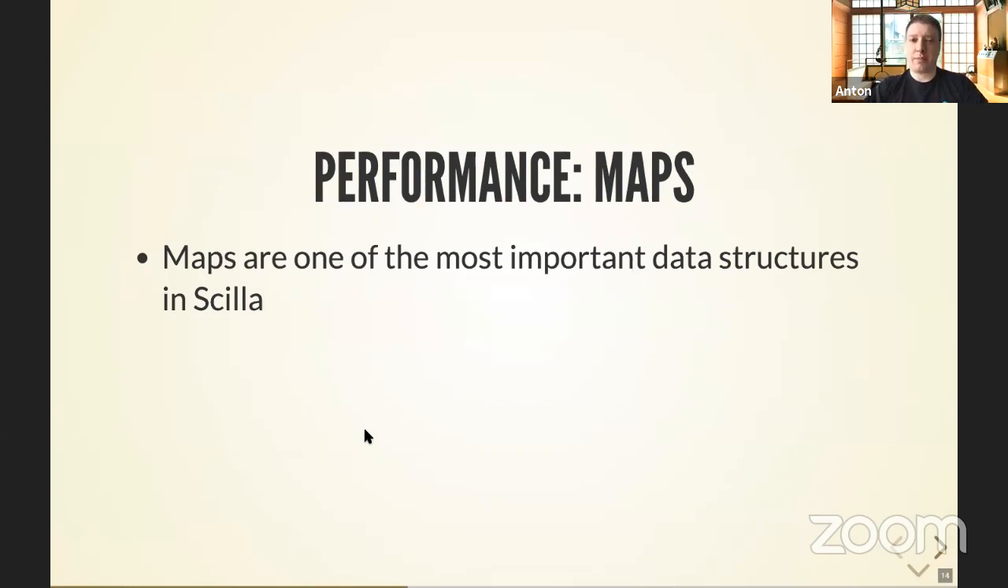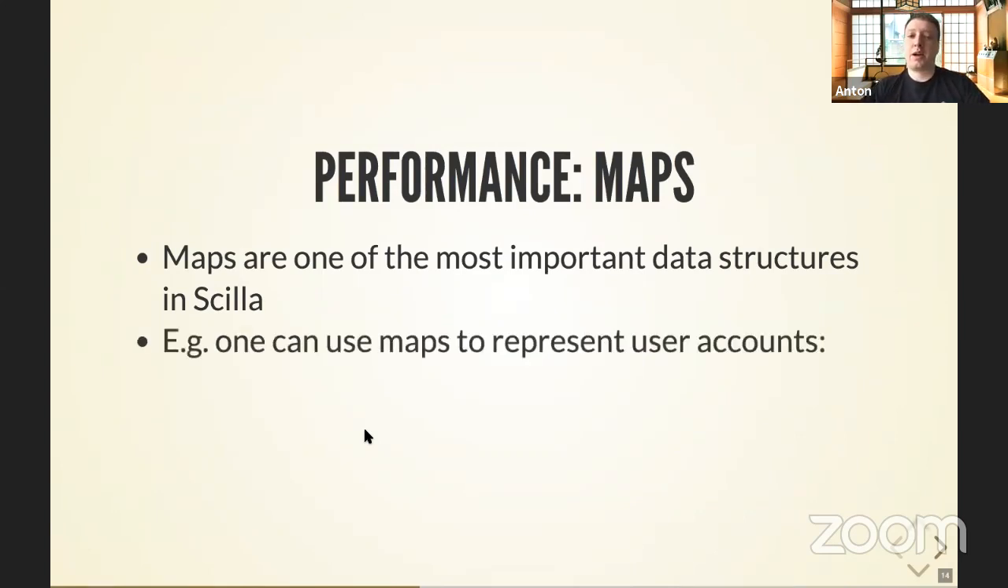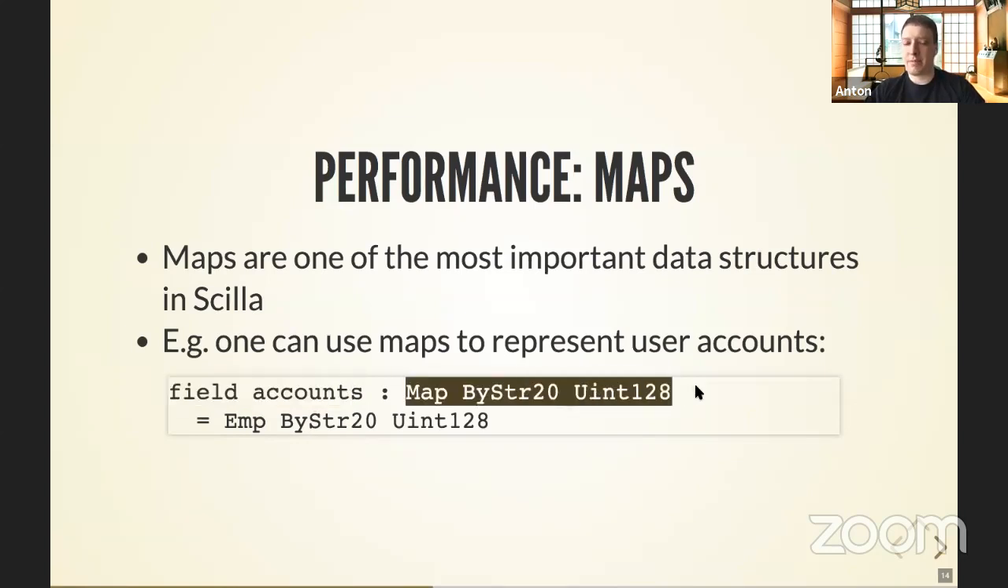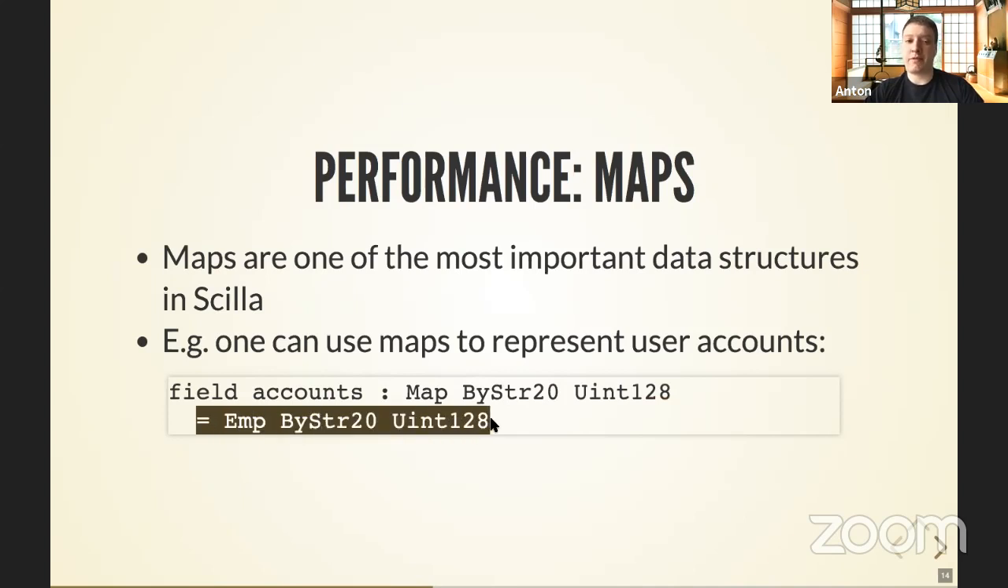Okay, and so we are talking about maps, and Arnav already covered them. So it's one of the most important data structures in Scilla. For example, you can use maps to represent user accounts, something like this, right? You have a field map accounts, you give it a type, you say this is a map, or in some languages it's called an associative array or key value store. And that's a type from addresses, ByStr20 is a blockchain address, to the amount of funds this particular account holds, right? And you have to initialize every field variable or map. And here it says that's an empty map of ByStr20 to Uint128.